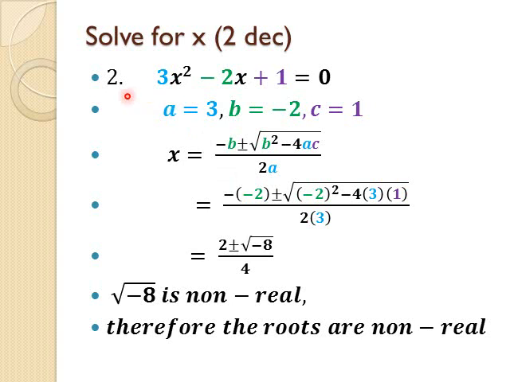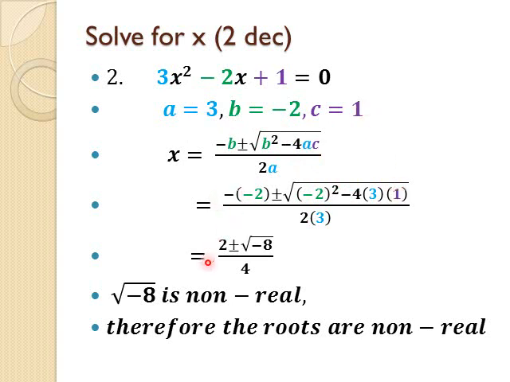Alright, and the last problem, this is just to show you situations that may pop up, and we've got grade 12s out with this. 3x squared minus 2x plus 1 equals 0. They say 2 decimal places. a is 3, b is negative 2, c is 1. So if I substitute into the formula, in the place of b, negative 2, b squared, negative 2 squared, minus 4a, which is 3, and c, which is 1.